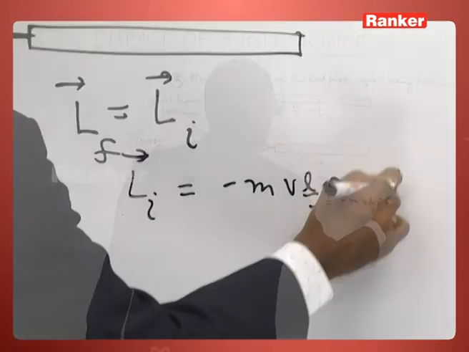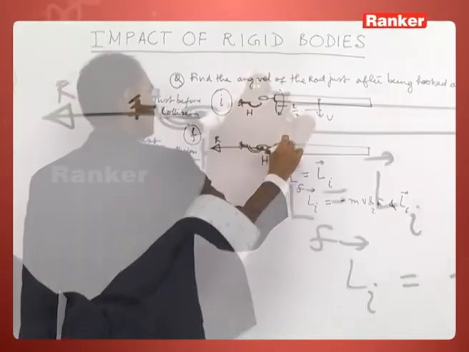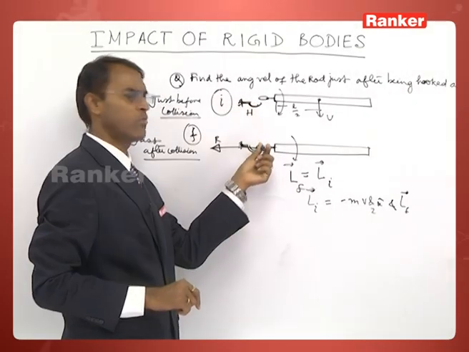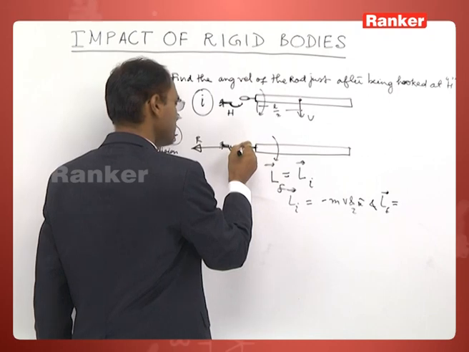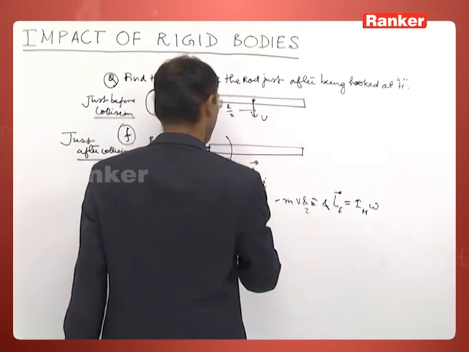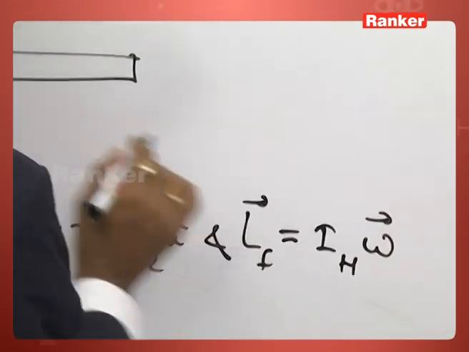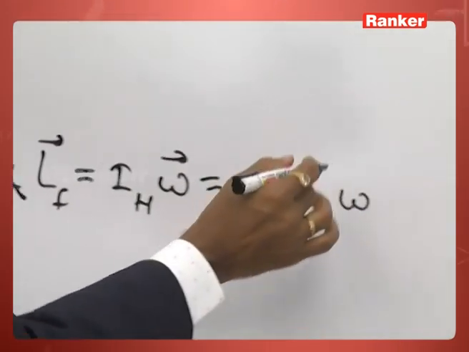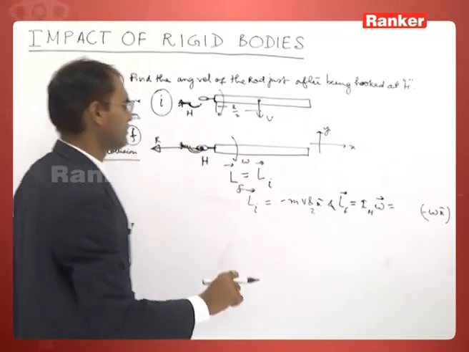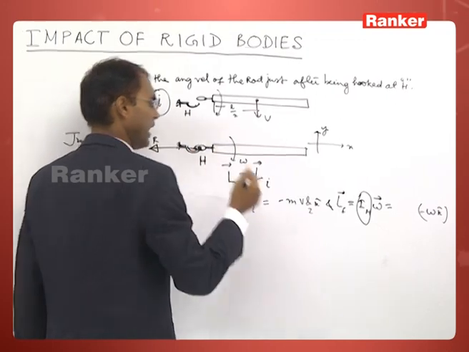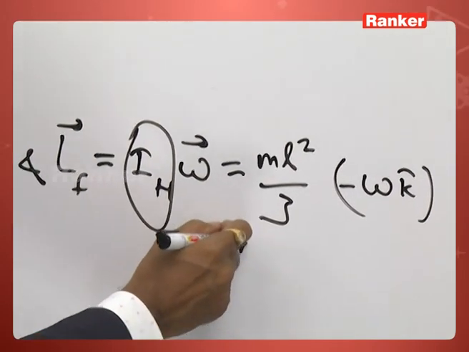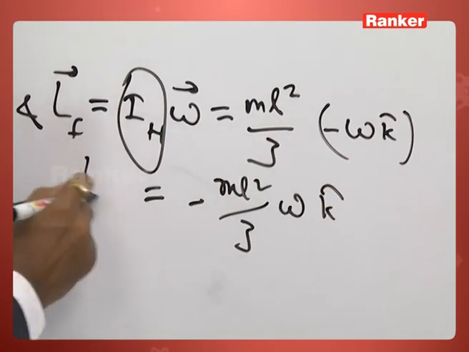And Lf: after being hooked, the rod rotates about this fixed axis. So this is fixed axis rotation now. The angular momentum about this axis is equal to the moment of inertia about this point H times the angular velocity of the rod. Angular velocity is pointed along the negative x direction, and the moment of inertia of the rod about this end point is equal to ml square by 3. So the final angular momentum Lf will be equal to minus ml square by 3 omega.